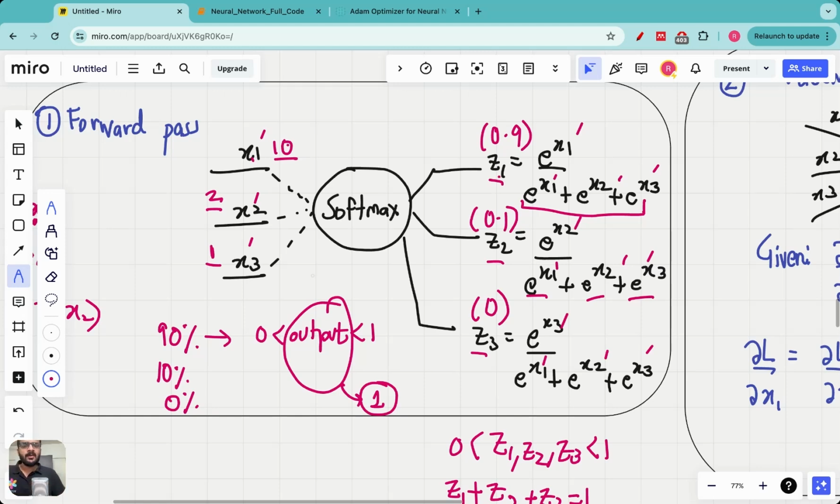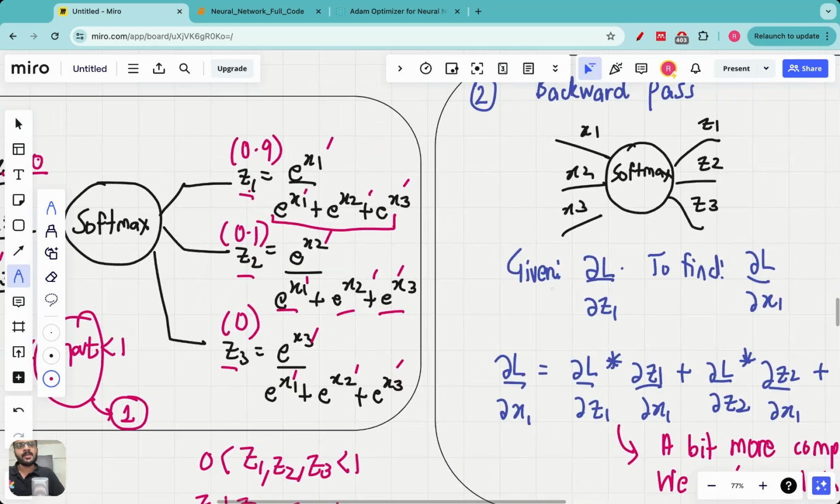I can say that I'm 90% sure that my point belongs to red, and I'm 10% sure that it belongs to green, and I'm 0% sure that it belongs to blue. And this is my neural network prediction. I'm much more comfortable with this prediction, and that's why for all classification tasks, softmax is used as the activation function, usually at the output layer. In all the preceding layers, generally ReLU is used. So this is what we'll be doing in the forward pass of the softmax activation function.